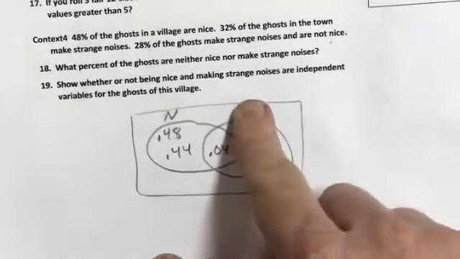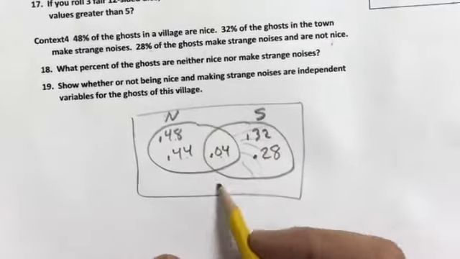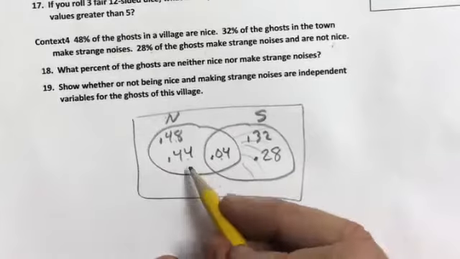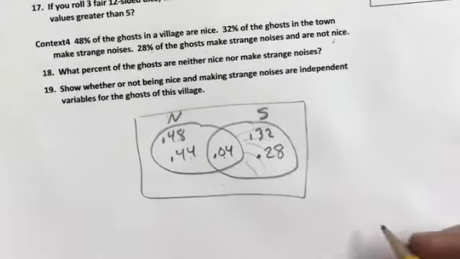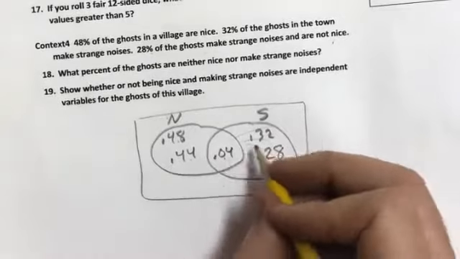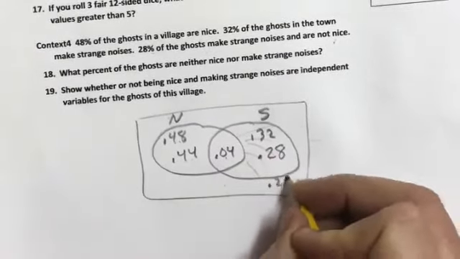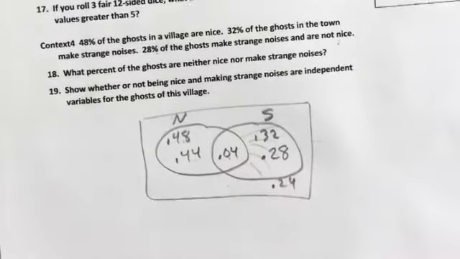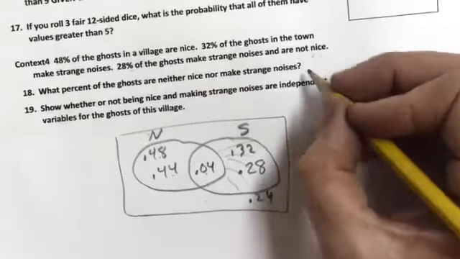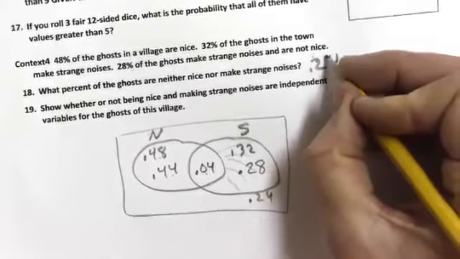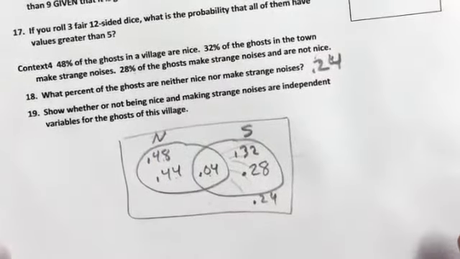Then the whole diagram has to add up to 1. So this plus this plus this plus that is 1. When you add 0.44, 0.04, and 0.28, that is equal to 0.76. So 1 minus that would be 0.24. So what percent of the ghosts are neither nice nor make strange noises? 0.24. And then show whether or not they're independent.